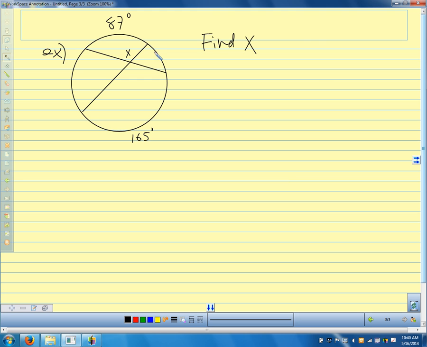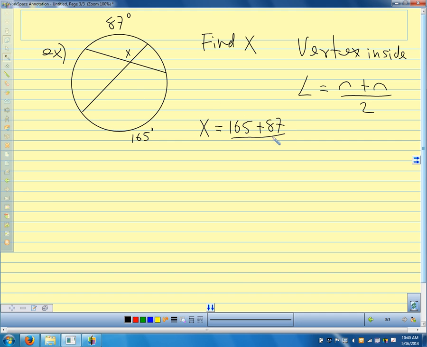So we have the vertex inside the circle. When the vertex is inside, we know that the angle equals the arc plus the arc divided by 2. So our angle is x. x equals 165, one arc, plus 87, divided by 2. Plug that in my calculator, and this is 252 divided by 2, so x equals 126 degrees.